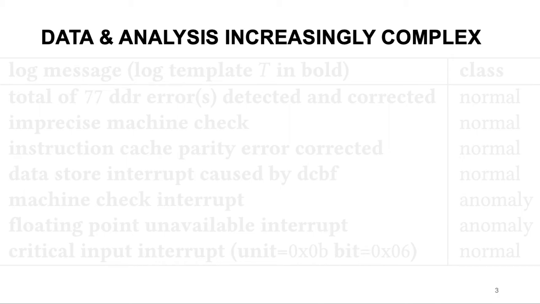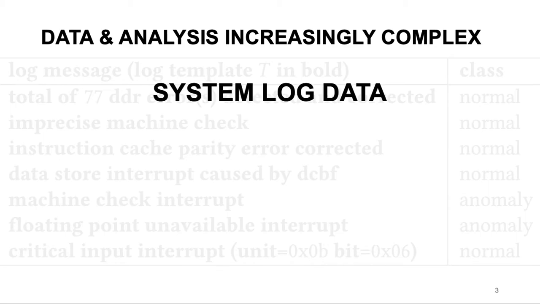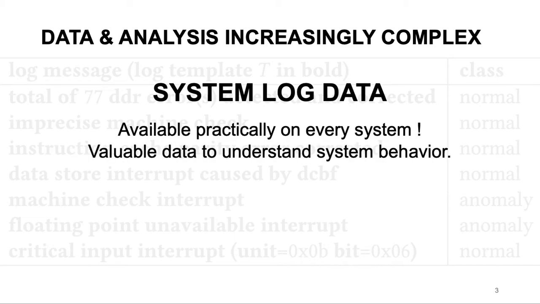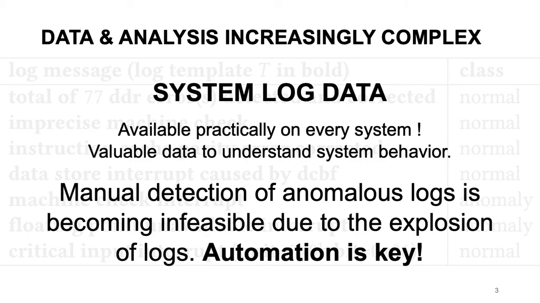Software developers often record critical system information and system status into a log file for purposes of later analysis and troubleshooting. Practically, logs are available on every computer system, and they are a valuable data resource for understanding the system behavior. However, during recent years and the explosion of data, manual detection of anomalous logs is becoming infeasible. So automation is key.